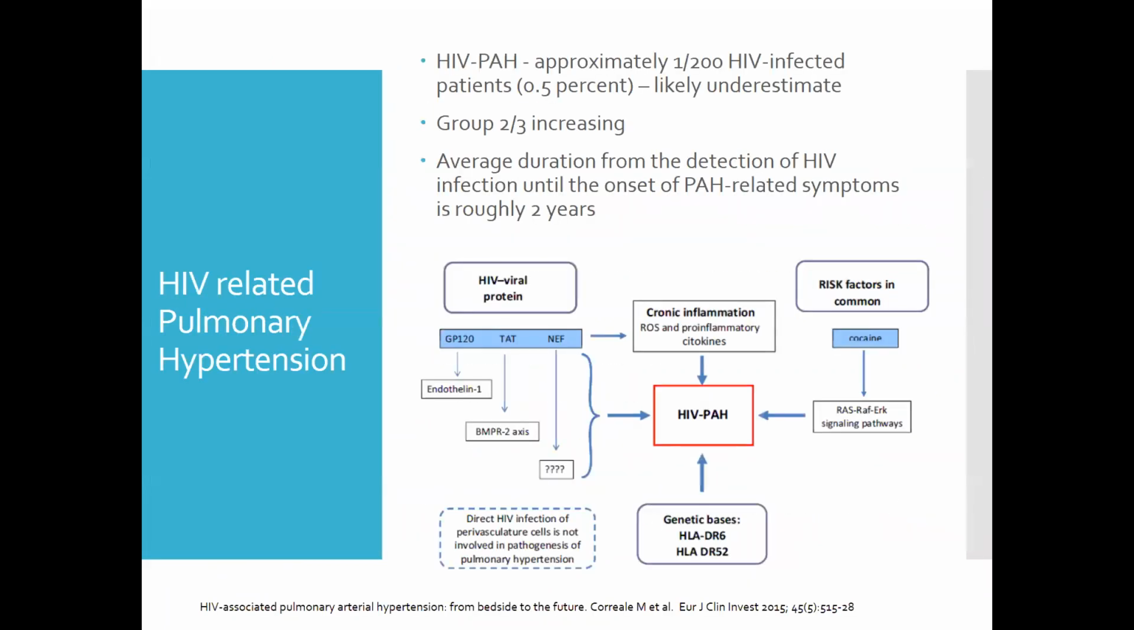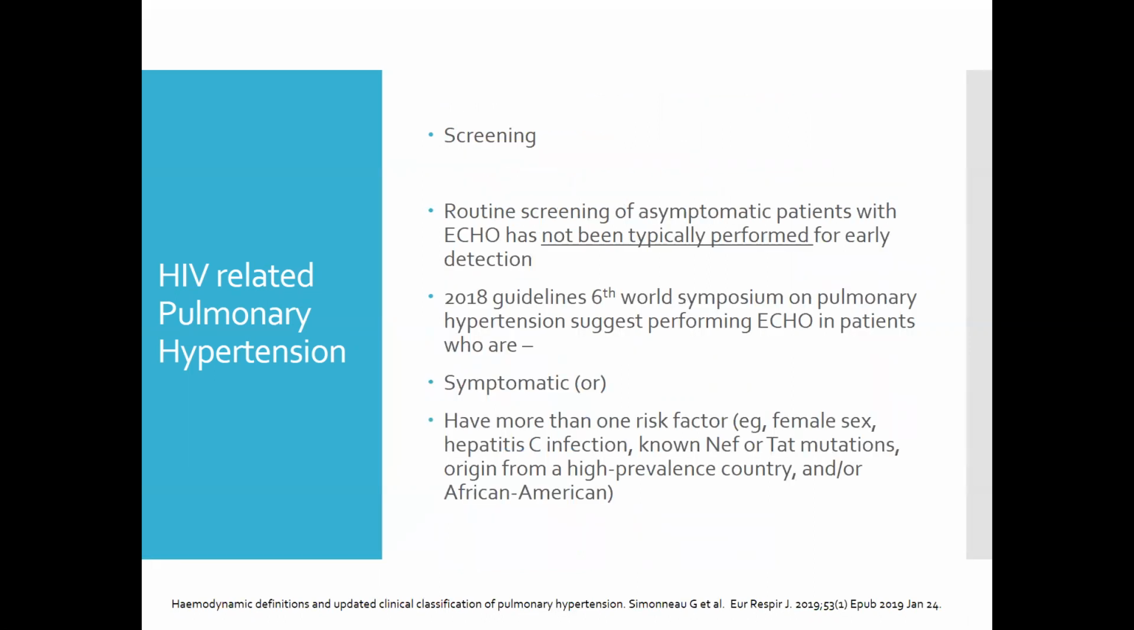And the last topic that I want to touch upon is PAH. The incidence is approximately 1 in every 200 of our HIV-infected patients can have PAH. This is likely an underestimate, but we are seeing an increase in group 2 and 3 as patients are living longer. The pathophysiology, again, there is no effect of direct HIV infection on perivascular cells, but rather it is because of the viral protein stimulating an endothelial response, resulting in HIV-PAH.